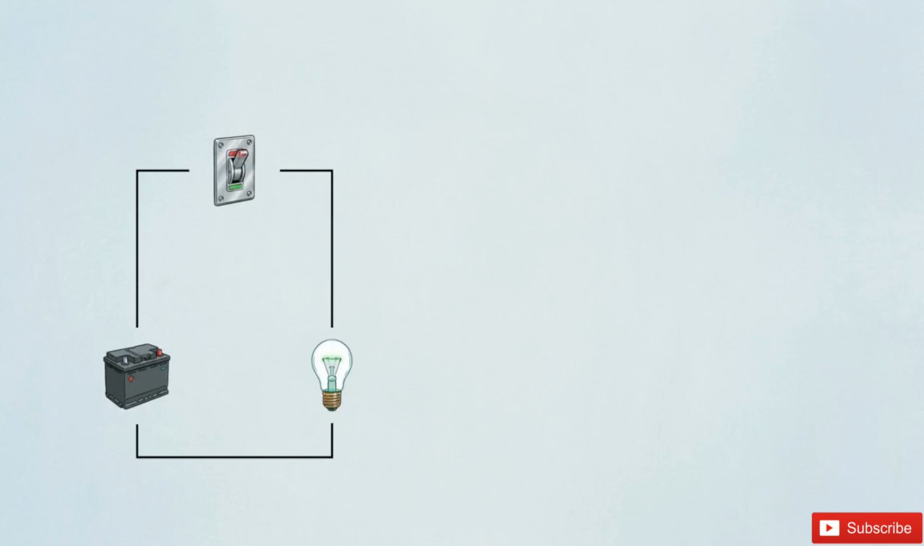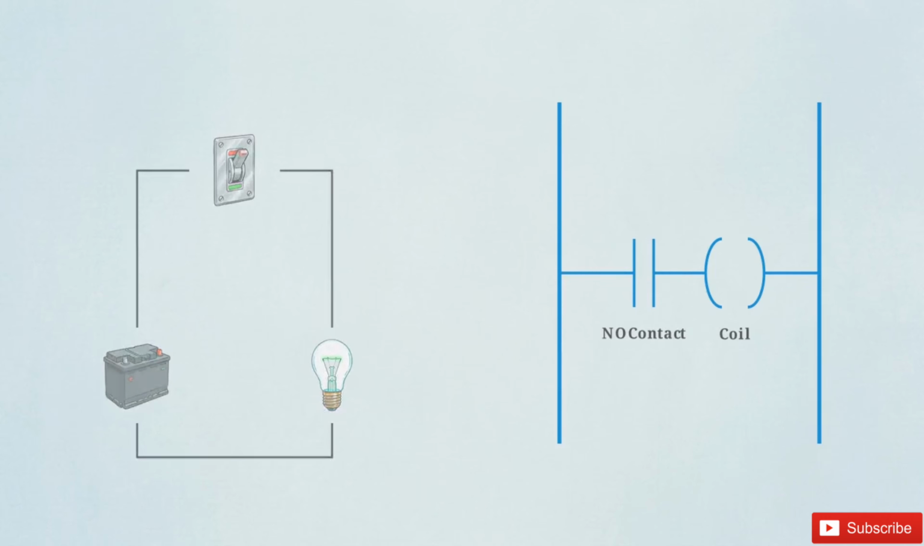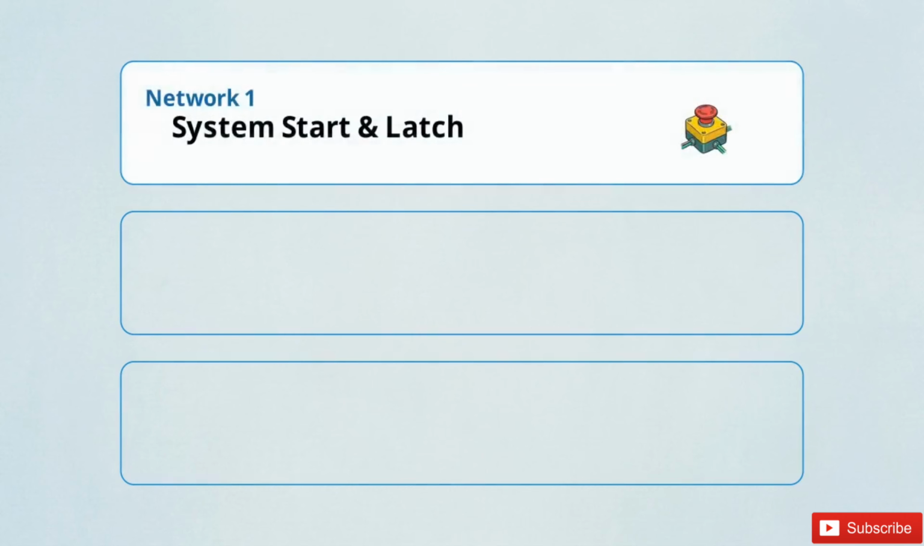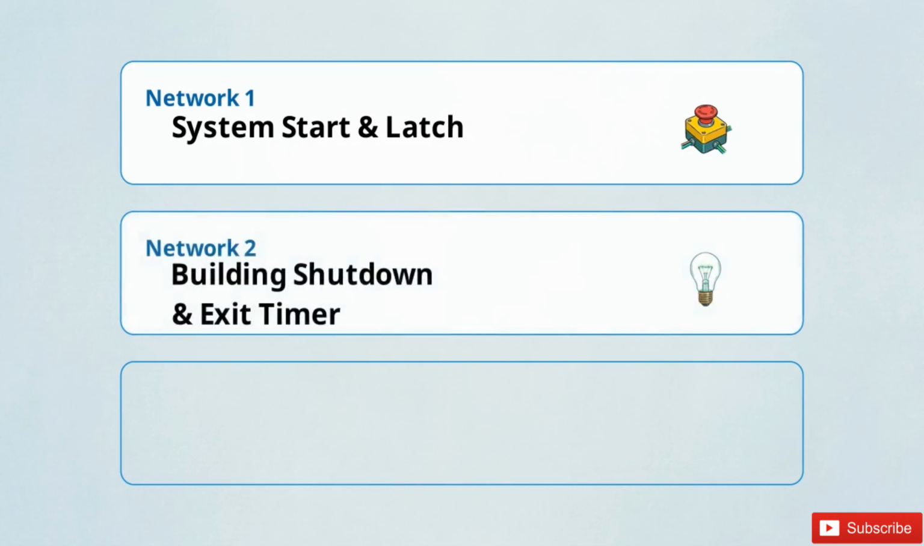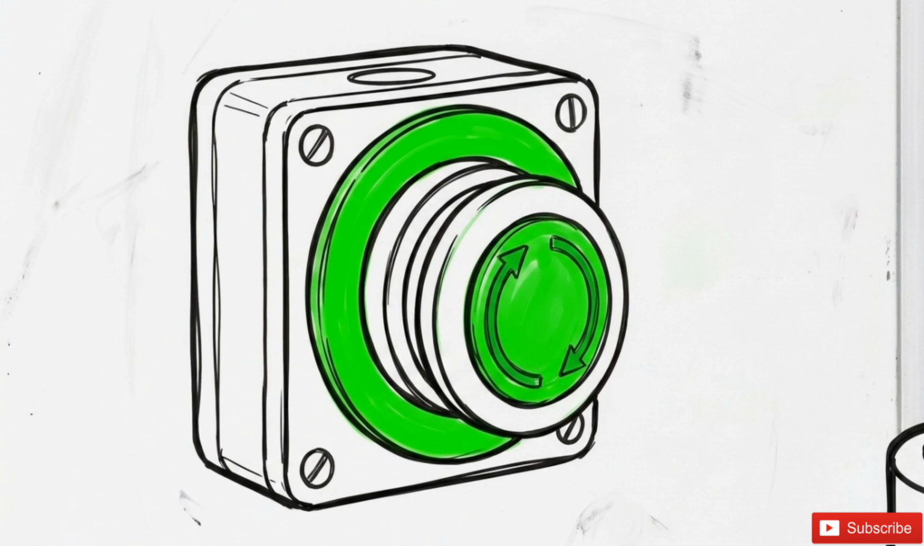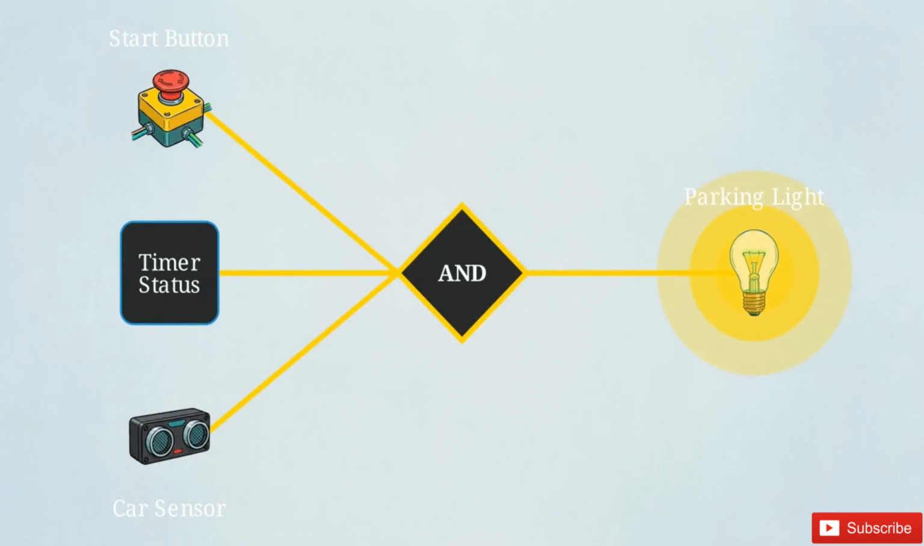We are using ladder logic, a visual programming language that maps out electrical circuits as digital instructions for the controller. This setup requires 3 distinct networks, one for the system's memory latch, one for the lighting timers, and a final network to process the physical sensor data. Effective PLC programming is about more than just turning a component on. It is about defining the exact conditions that must be met before an output is allowed to activate or shut down.